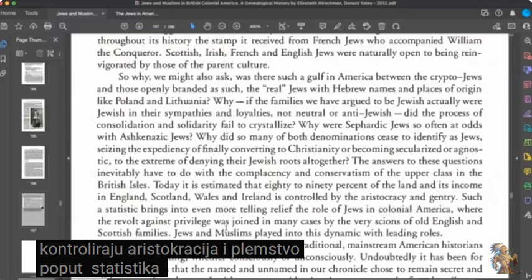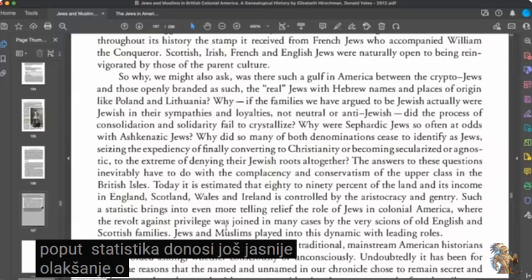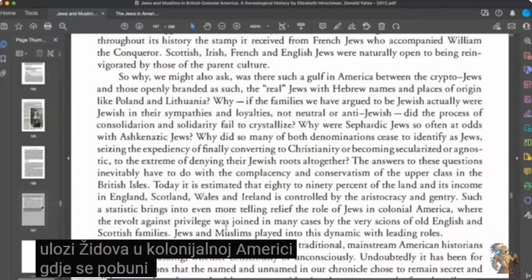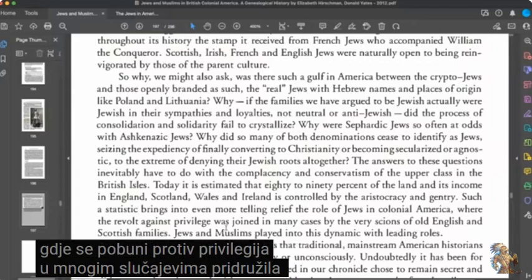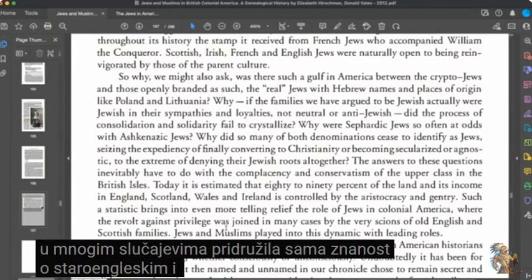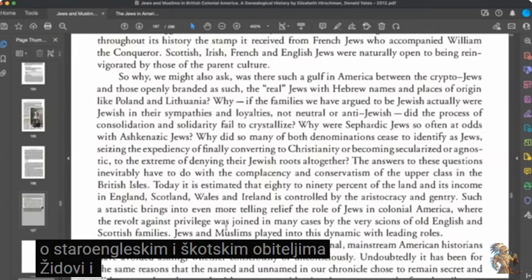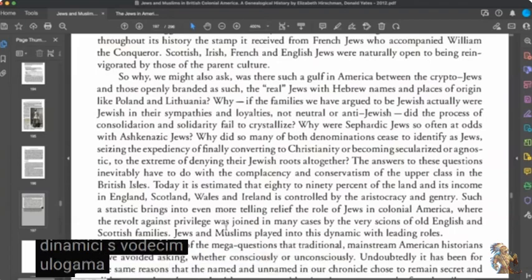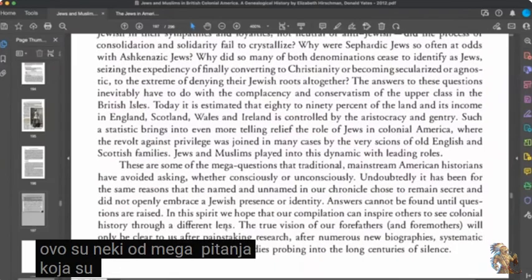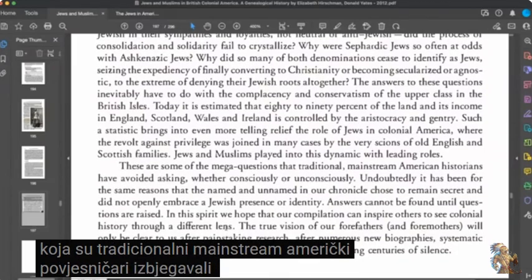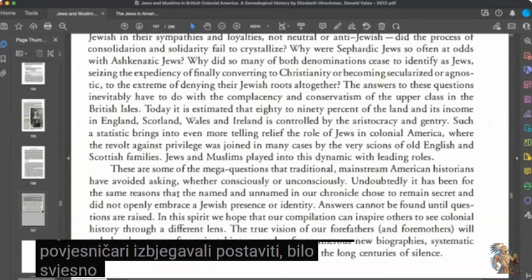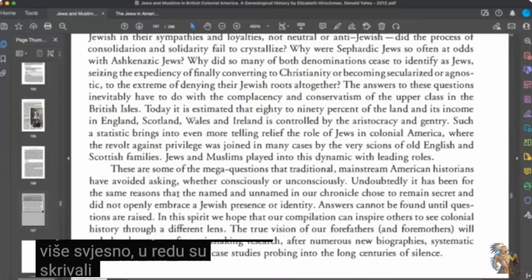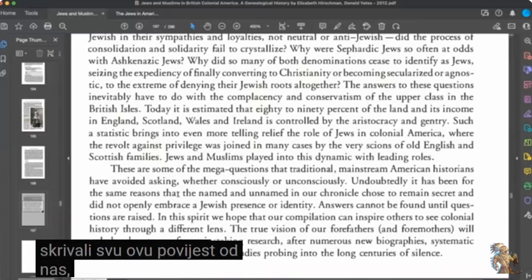Such a statistic brings into even more telling relief the role of Jews in colonial America, where the revolt against privilege was joined in many cases by the very scions of Old English and Scottish families. Jews and Muslims played into this dynamic with leading roles. These are some of the mega questions that traditional mainstream American historians have avoided asking, whether consciously or unconsciously. I would say more consciously. All right, they kept all this history from us.